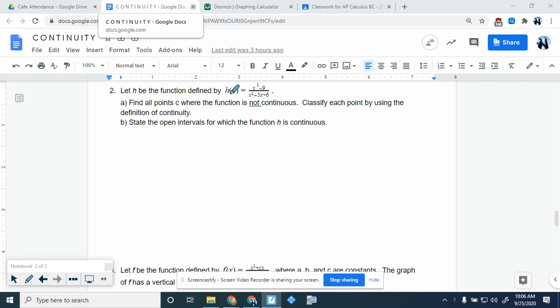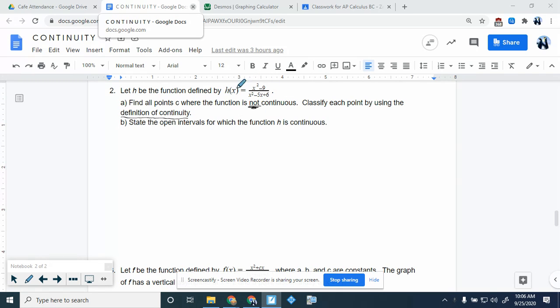So it says, let H be the function defined by this right here, and A says, find all the points C where the function is not continuous, and then classify each point using the definition of continuity. All right, so let's start off with what type of function is H?